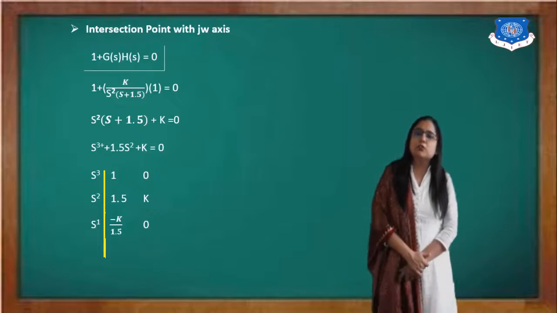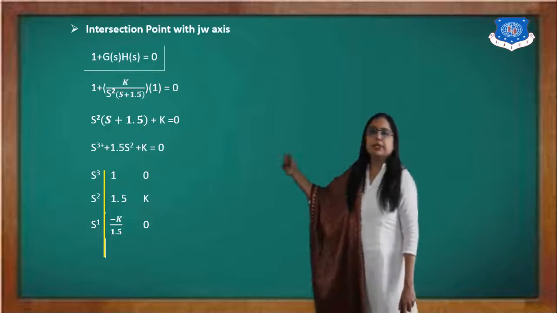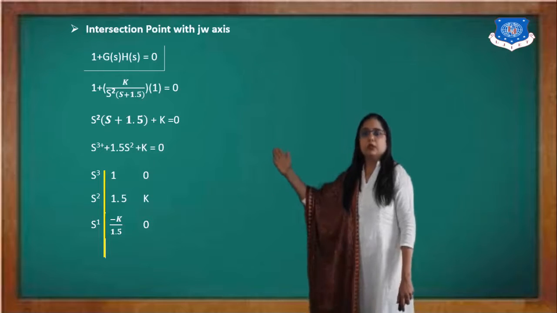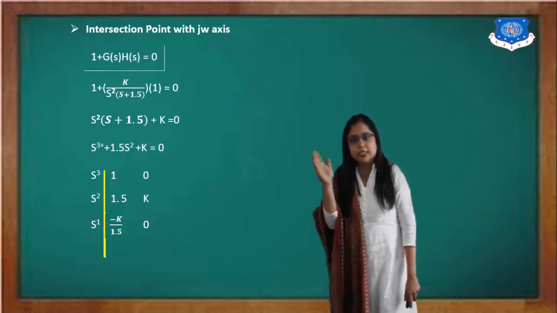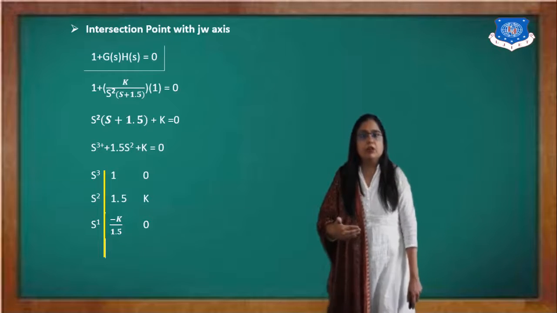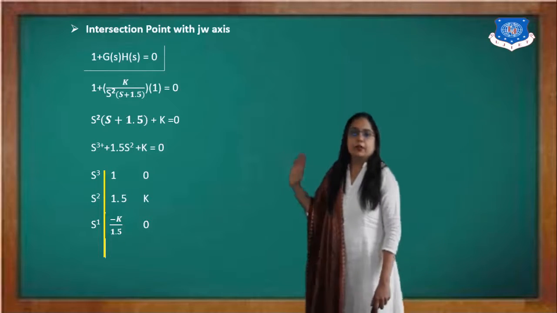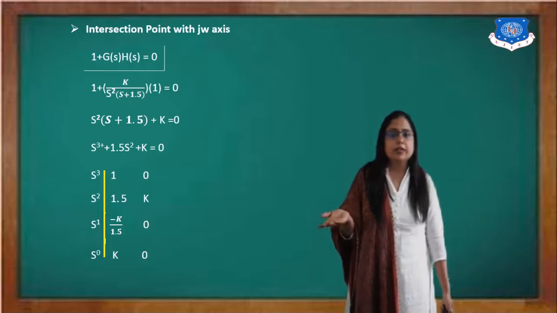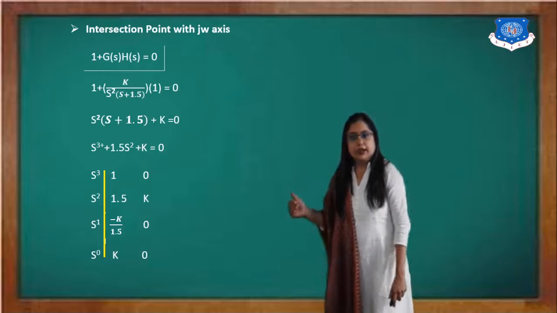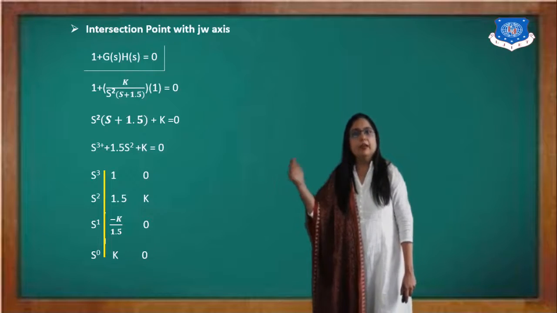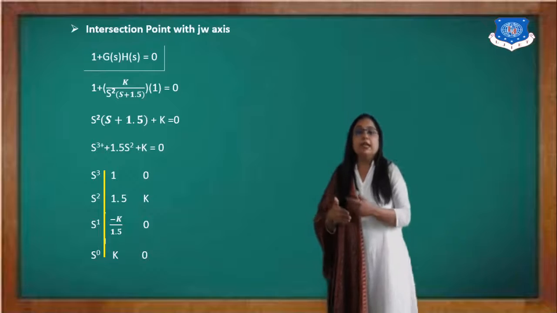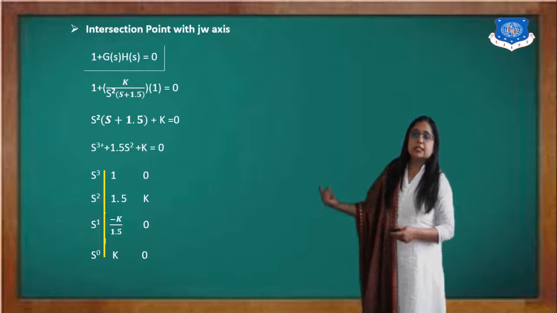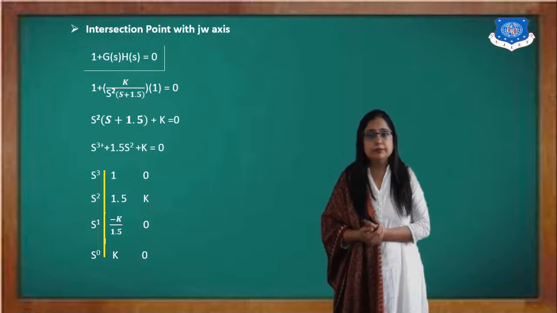Then s to the 1, that is what? You have to do the cross multiplication. That is 1.5 into 0 minus K into 1. Okay, so that is 0 minus K divided by 1.5. Now again you just perform the same thing. So here what we get? Minus K into 1 divided by 1.5 multiplied by K minus 0, and divided by minus K divided by 1.5. So that is cancelled. Only we will get the value of K.